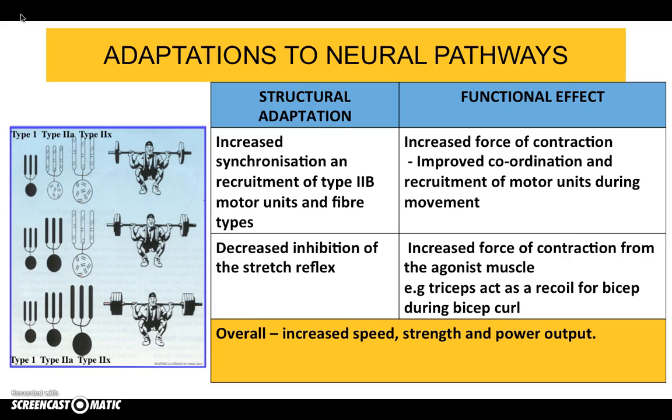Another structural adaptation we get through neural pathways is a decreased inhibition of the stretch reflex. Why does this help us functionally? Once again, increased force of contraction from the agonist muscle. So it's all to do with force of contraction, speed of contraction, and so on. As it says down here, overall, increased speed, strength, and power output. Neural pathways, structural adaptations, these two, really important. What do they help with? Force of contraction.